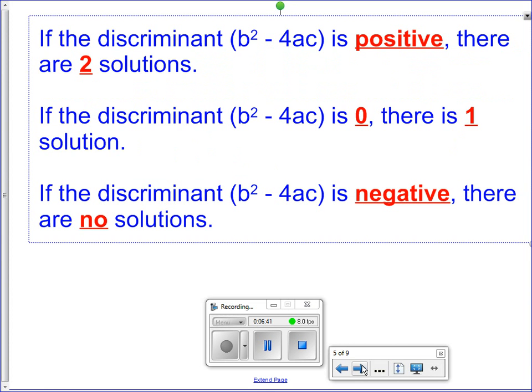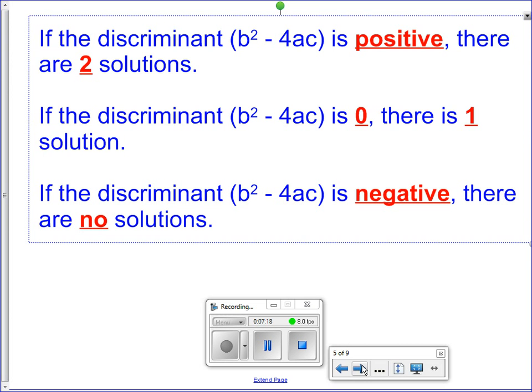If the discriminant is positive, then there are going to be 2 solutions. That is because in the quadratic formula, you're taking the opposite of b plus or minus the square root of b squared minus 4ac. So if you have a positive number, then you can take negative b plus that square root, or you can take negative b minus that square root and then divide by 2a. So you're going to have 2 solutions.